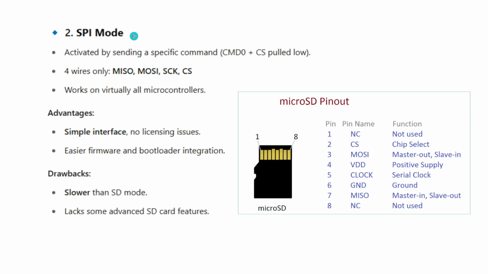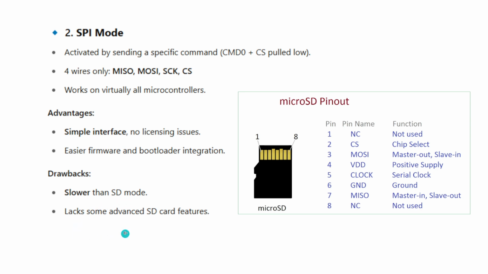In case of SPI mode, you have just four wires, as we talked: MISO, MOSI, serial clock, and chip select. When it comes to advantage, it is a simple interface, with easier firmware and bootloader integration. What is the drawback? As we saw, it has a slower data rate, but for our use case, where we are making an embedded hardware logging the data, I think 1 Mbps or up to 5 Mbps is more than enough.